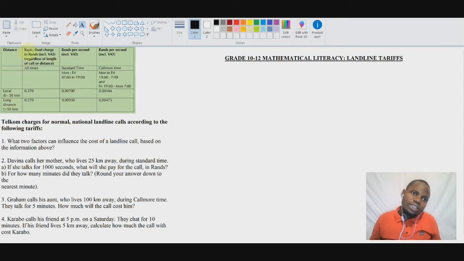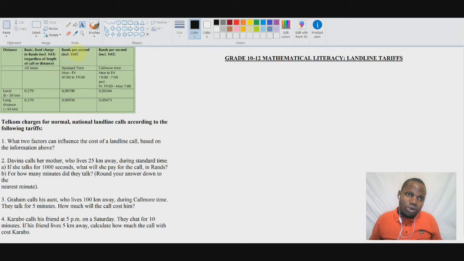And then what is written here is the basic fee, a basic fixed charge, regardless of the length of the call or the distance. So that means every time you touch and make a call, there is a basic charge, all right? It's also written here that the basic charge applies all the time, whether you are calling a local person or a long distance person. That basic fee will always be charged, and that basic fee is 0.57 rands. They also mention that it is in rands. That is important to mention.